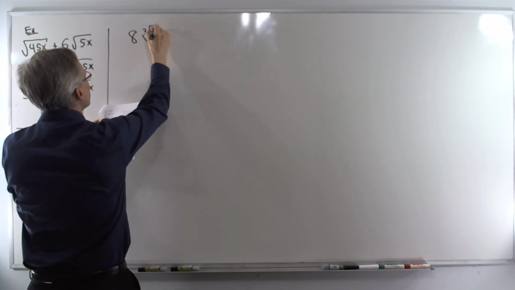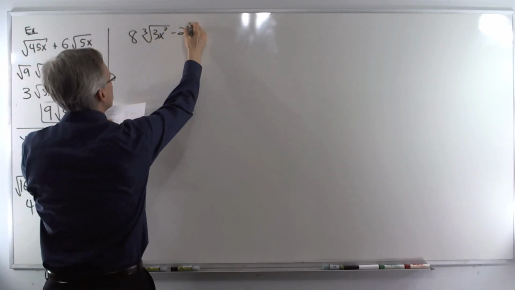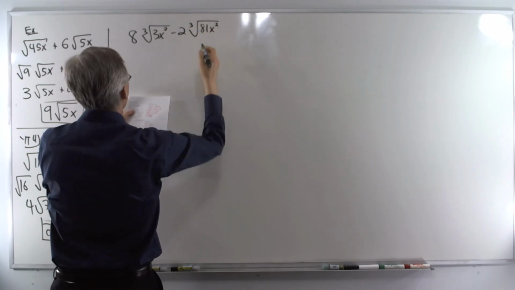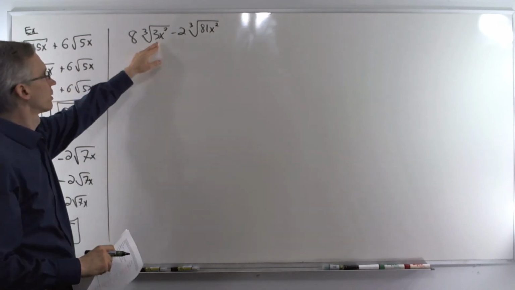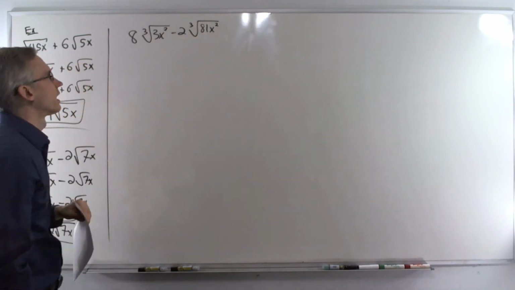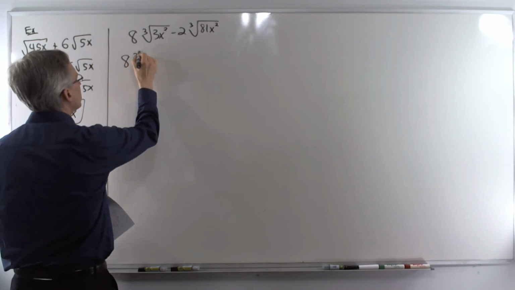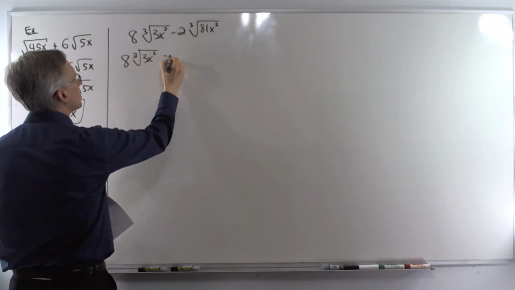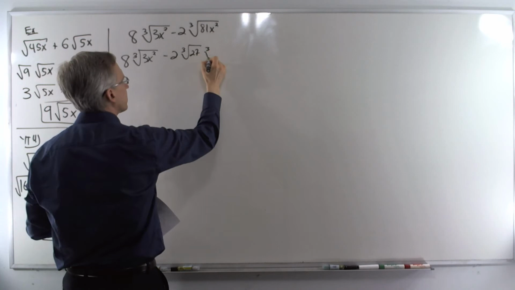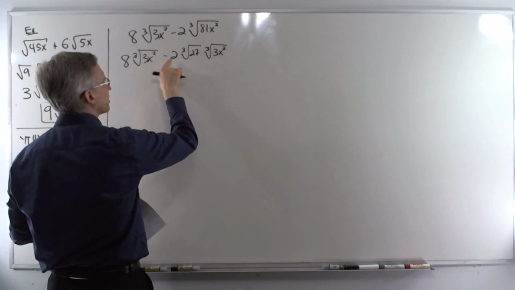8 times the third root of 3x squared minus 2 times the third root of 81x squared. Alright, so we have 3x squared over here. So we want to break this up into something times 3, and that'll be 27. 27 times 3 is 81. So this becomes 8 times the third root of 3x squared minus 2 times the third root of 27 times the third root of 3x squared. Now we've got a match, so that's good.